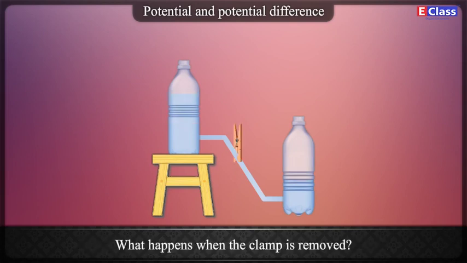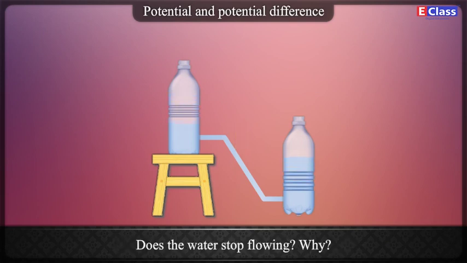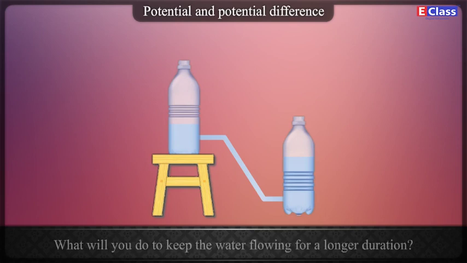1. What happens when the clamp is removed? 2. Does the water stop flowing? Why? 3. What will you do to keep the water flowing for a longer duration?